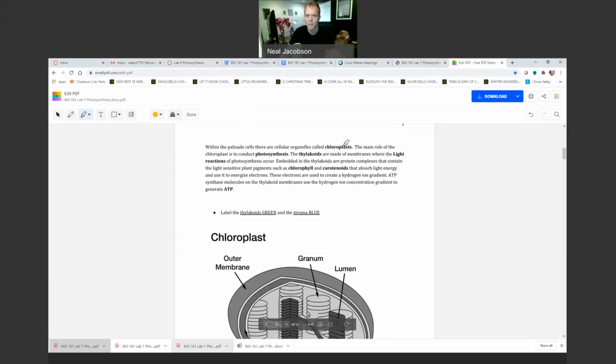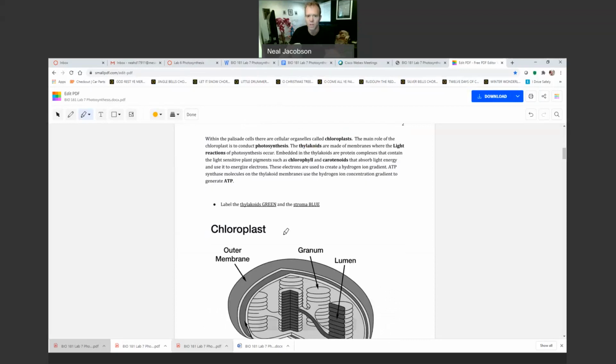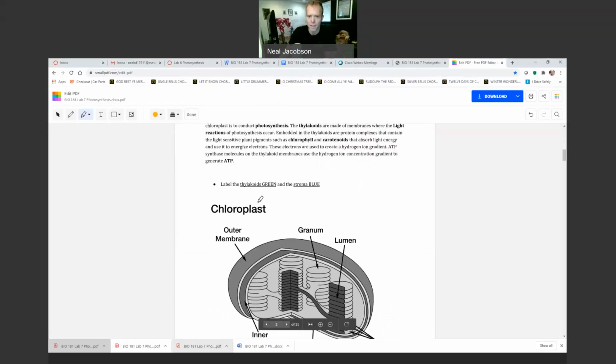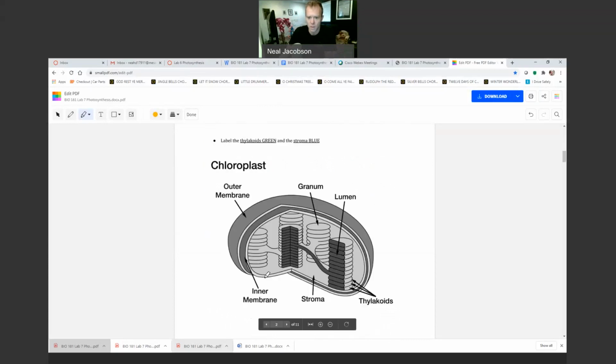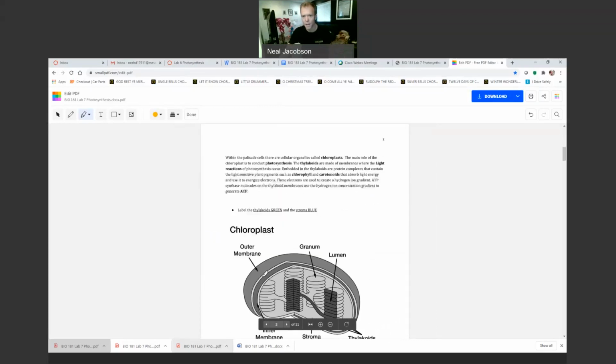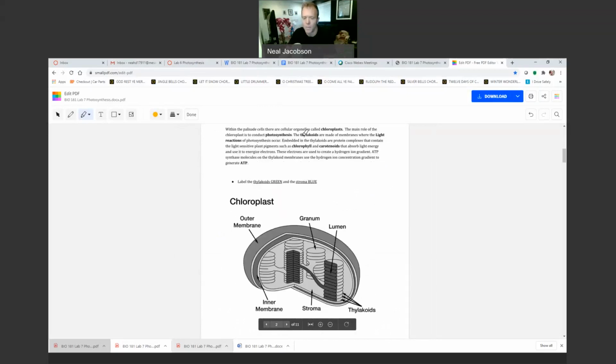Palisade cells have chloroplasts, so what we're going to look at is the structure of the chloroplast. The chloroplast is the primary organelle that conducts photosynthesis. Now, inside of the chloroplast, there are thylakoids. I'm going to try to capture these in the same screen if I can. In the chloroplast, there are these things called thylakoids, and they're basically surrounded by a membrane, and these are where the light reactions take place.